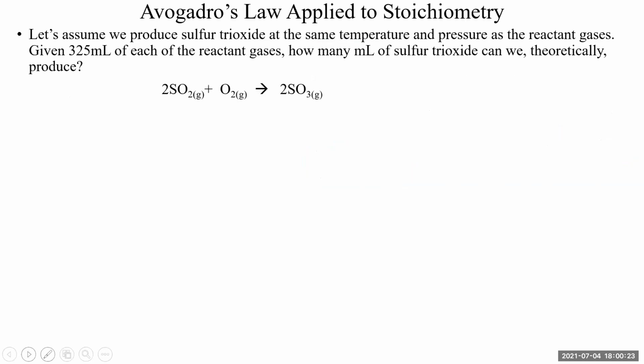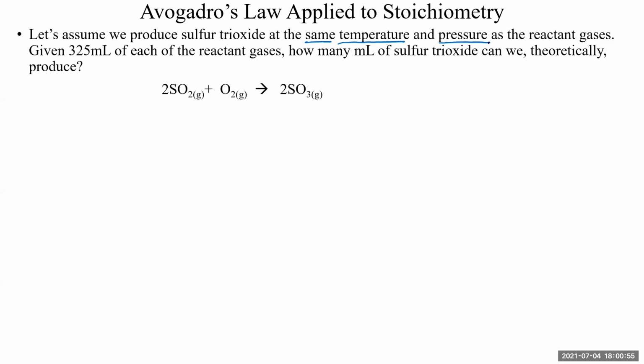So let's take a look at an example. Avogadro's law applied to stoichiometry. Let's assume we produce sulfur trioxide at the same temperature. Now, of course, we're laying the groundwork for being able to apply Avogadro's law. If we don't keep everything at the same temperature and pressure, then we are not allowed to use Avogadro's law. We must keep T and P the same in order to relate n and V together reliably.